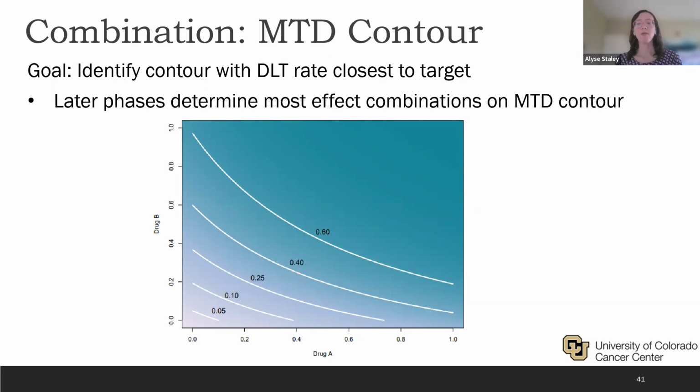In phase 1, we want to identify an MTD contour with the DLT rate closest to our target DLT rate. We want to select which contour we're going to identify. Then in phase 2, that's when we want to explore which combination within the same contour is most effective.